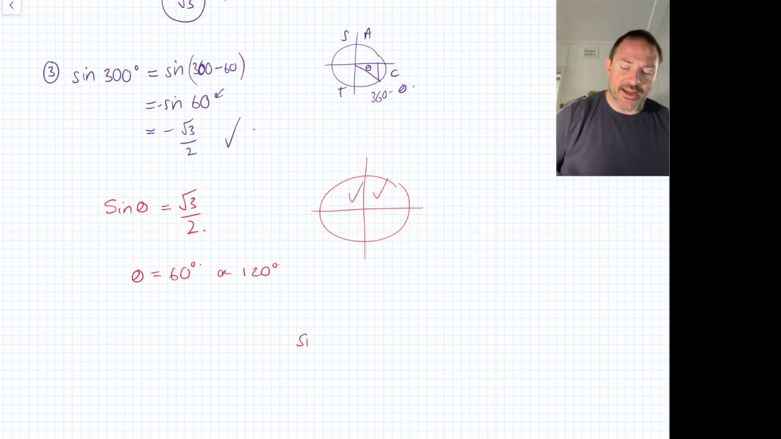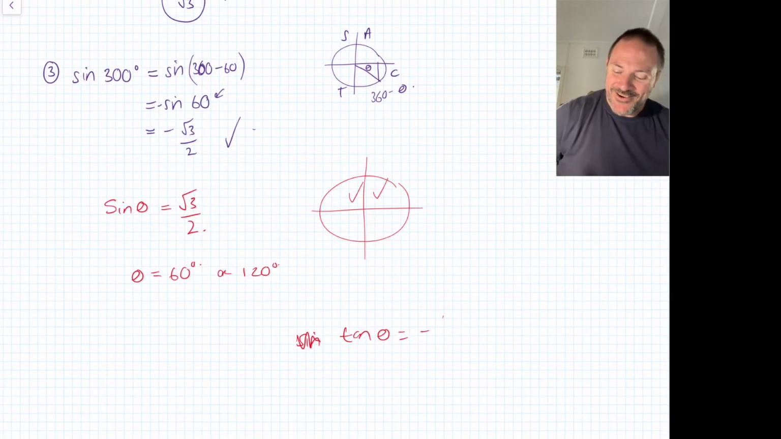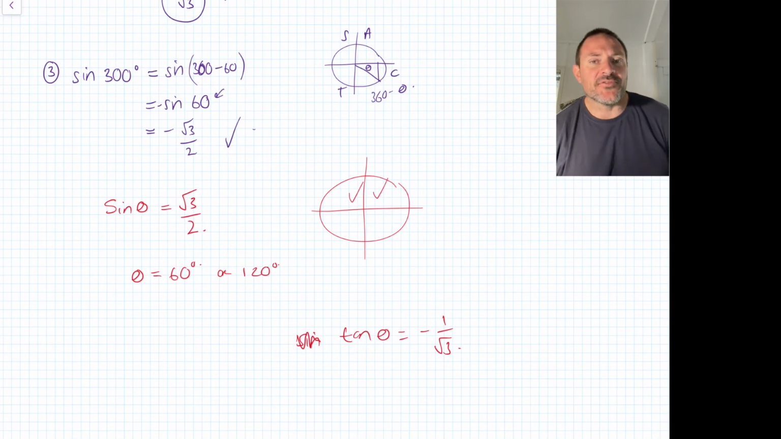So later on, and again, this is a little bit later on, you might be told we'll do tan theta equals 1 on root 3. We'll do equals negative 1 on root 3. Okay, you might be given this question, right? The positives are okay. Negatives are really quite challenging to do on the calculator.